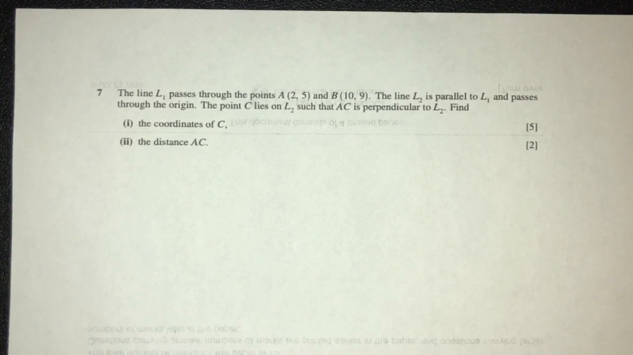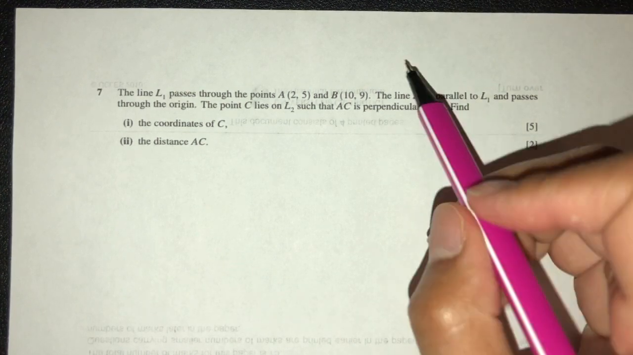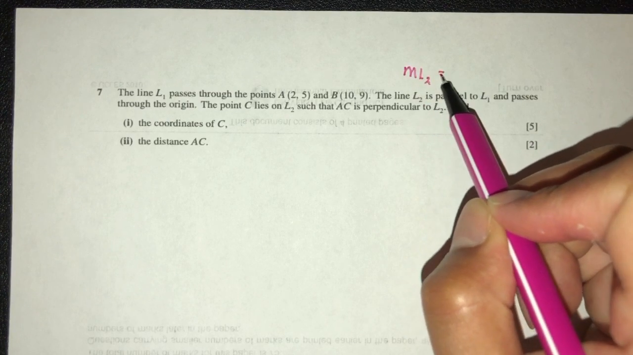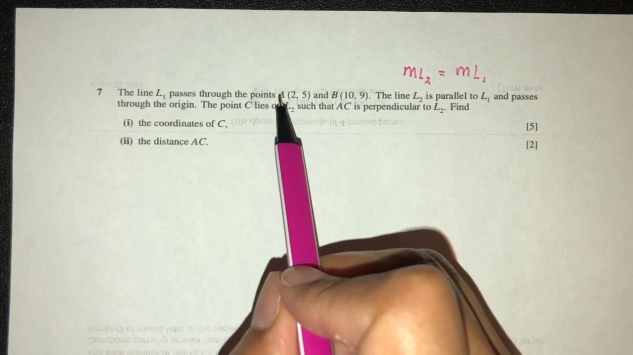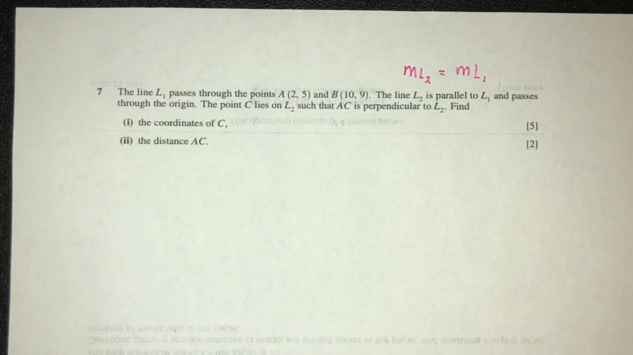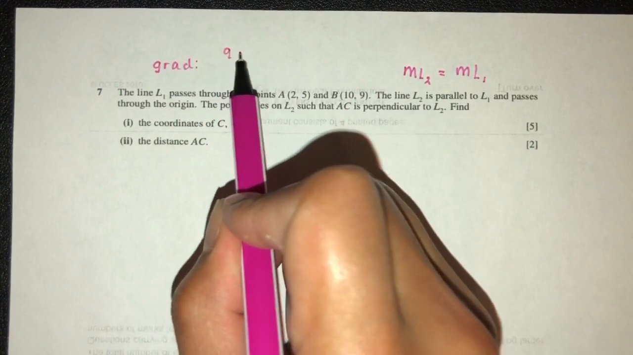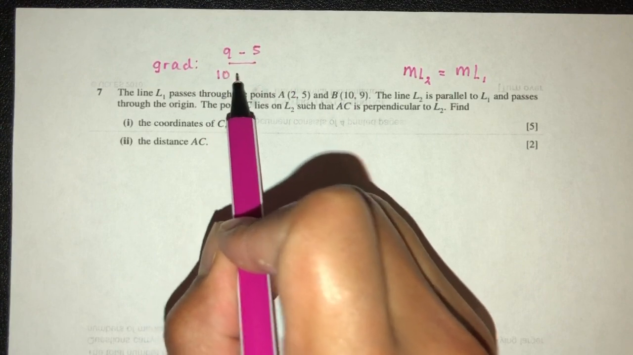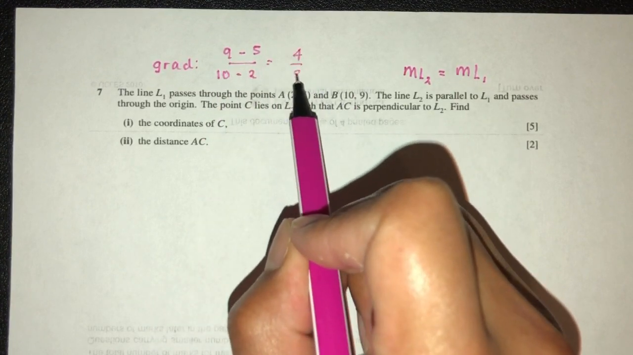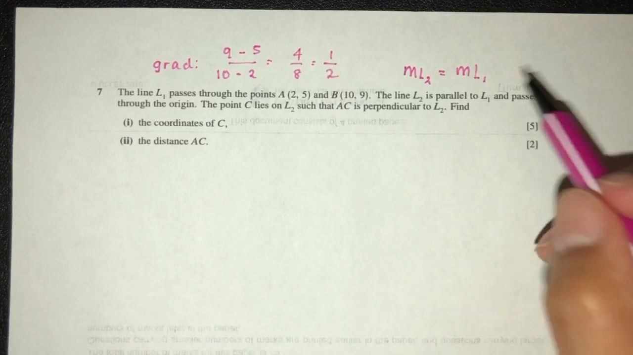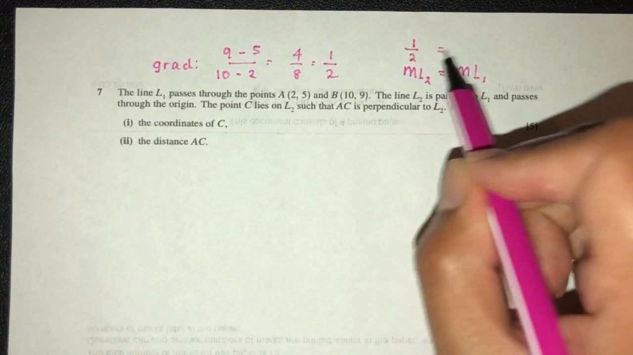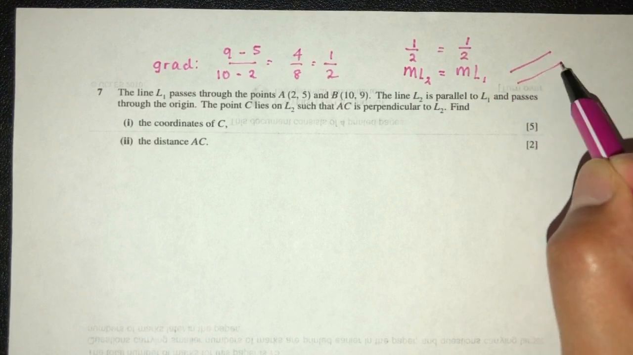The line L1 passes through the points A and B. Okay. The line L2 is in the same direction as L1. It is parallel to L1. So what does it mean if the lines are in the same direction? So we understand that the gradient of L2 is the same as the gradient of L1. But now, given the 2 points on the line L1, we can find the gradient. How? We can just use our formula that we know, which is y2 minus y1 over x2 minus x1. That should be 4 over 8, and that should be half. So the gradient here is half. This is also half because they are in the same direction.